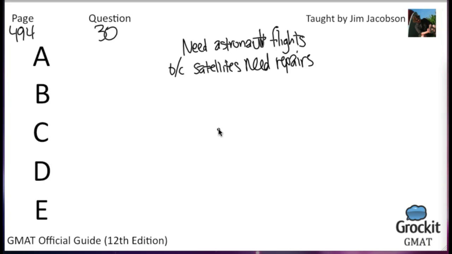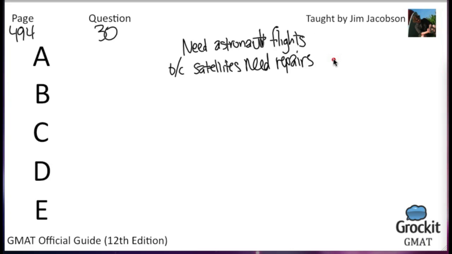Yeah, that's basically it. We need to have manned flights to space to repair satellites because these necessary satellites need repairs. So in order to weaken that, we would need to basically weaken one of these two elements. Again, this works the same way as before. When you really distill the argument down, it really can highlight for you what things your answer choice is going to need to focus on.